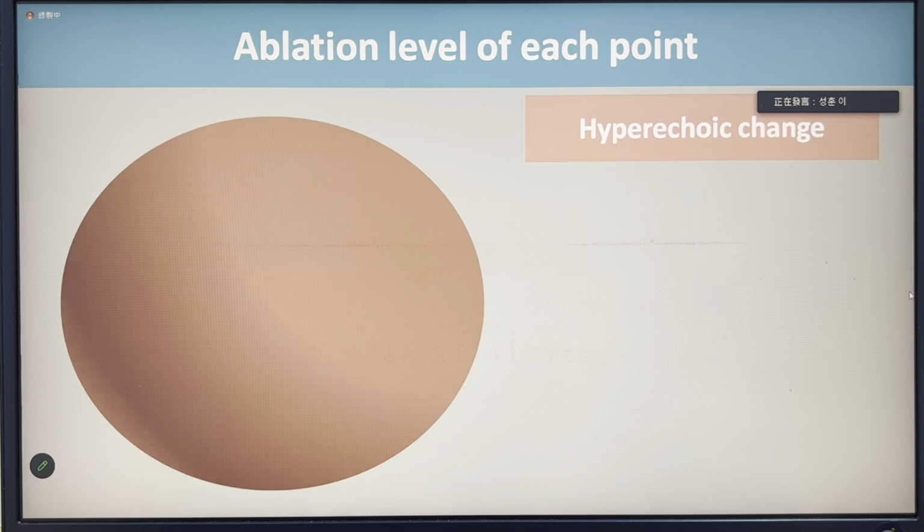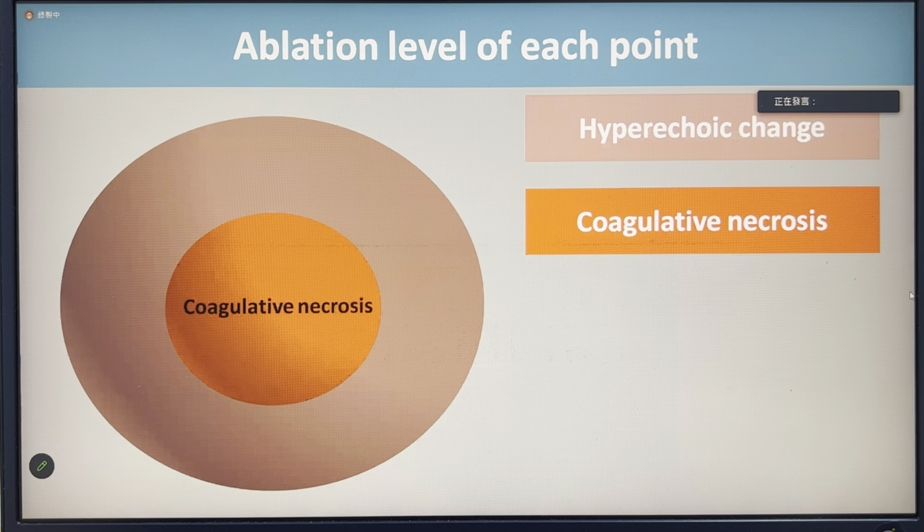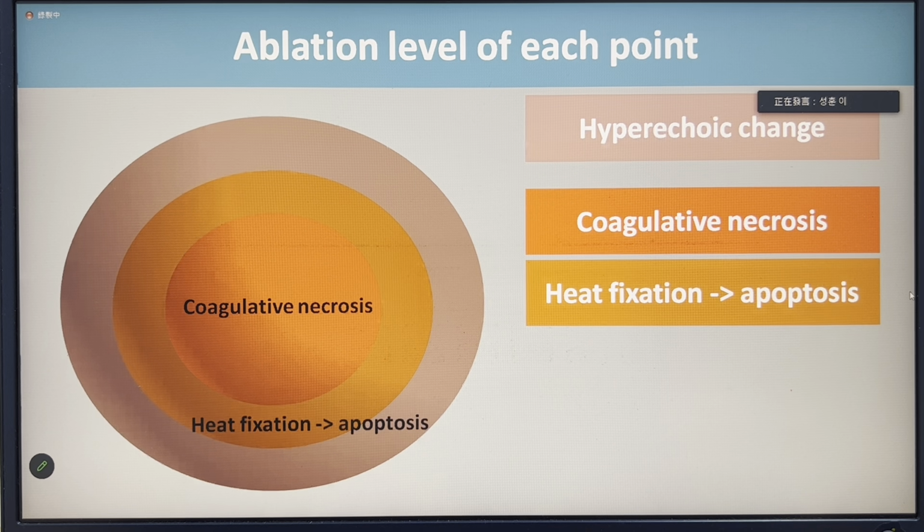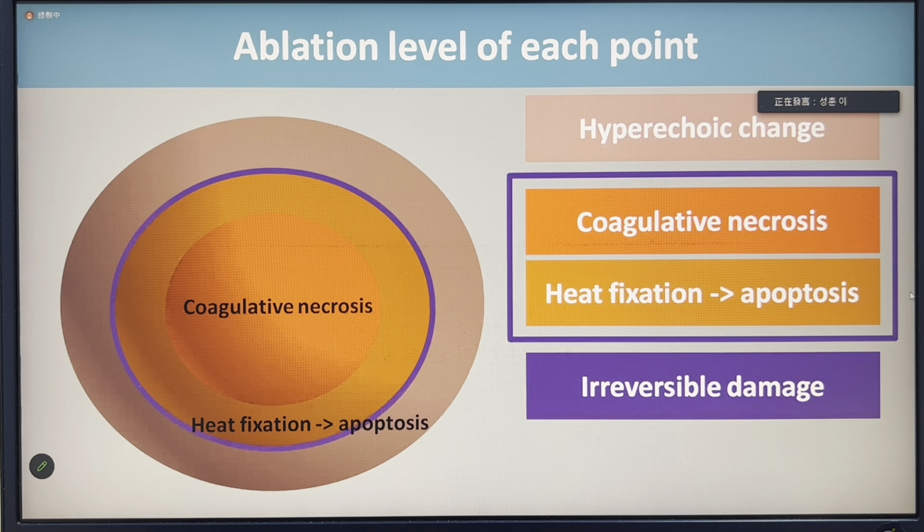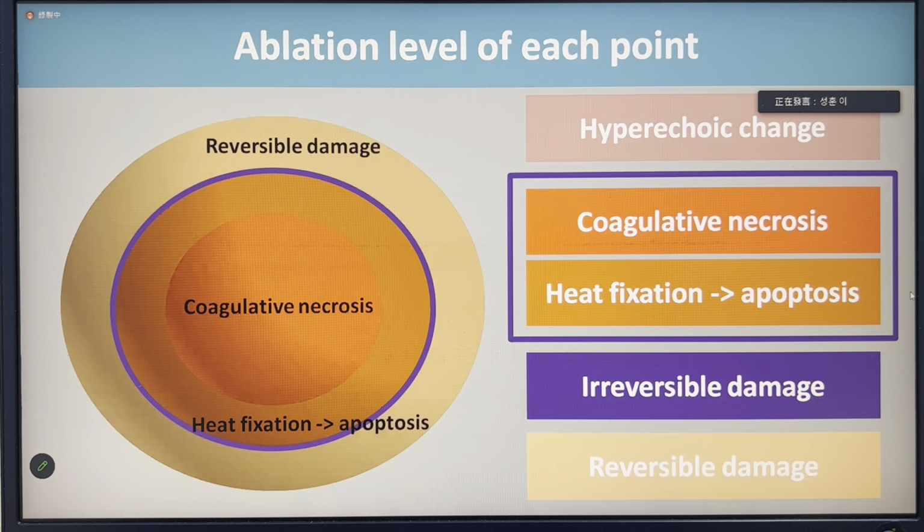Suppose you see a hyperechoic change on the ultrasound by ablating one spot. The core has coagulative necrosis because of an adequate thermal dose, whereas the surrounding area has apoptosis caused by heat fixation due to a small amount of thermal dose. However, the damage to these two areas is irreversible, so you can think of both of them as completely ablated. Although the heat is delivered outside of this area, it only creates reversible damage due to a small amount of thermal dose.